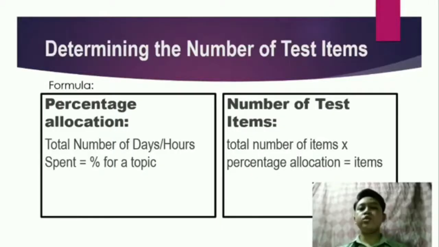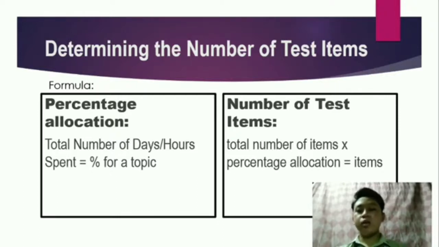Okay, we will now proceed to my last topic, which is determining the number of test items. Guys, sobrang dali lang mag-determine ng number of test items. We will be using these two formulas. Before we determine the number of test items, we will determine the percentage allocation first. Guys, please take down notes of these two formulas.